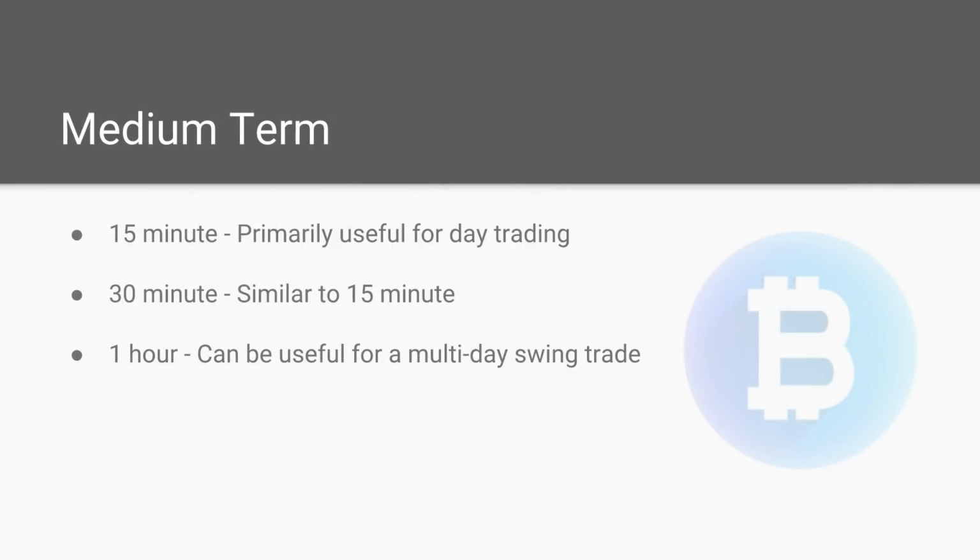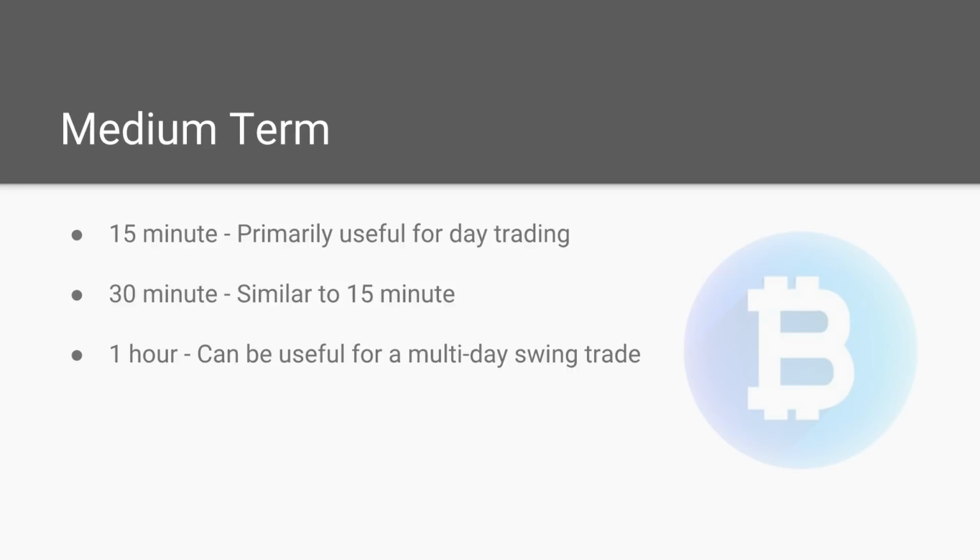Medium terms are going to be your 15-minute, your 30-minute, and your 1 hour candle. Your 15 and 30 minute are really just useful for day trading. They're not really useful for anything past a single day, but unlike a 1, 3, or 5 minute, these are more useful for a buy it and hold it for a couple hours. You might be talking about a 5, 6, 7 hour time frame for how long you're looking to hold that asset you just bought.